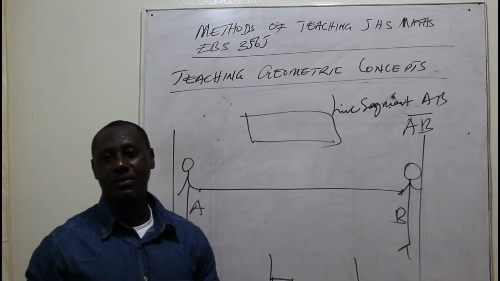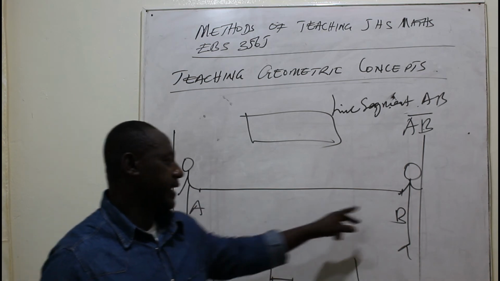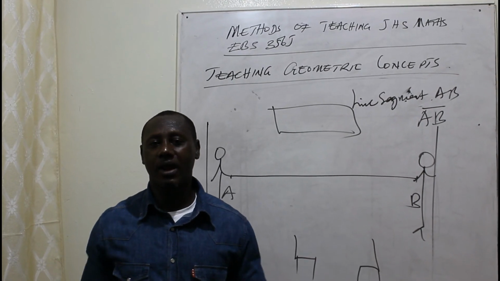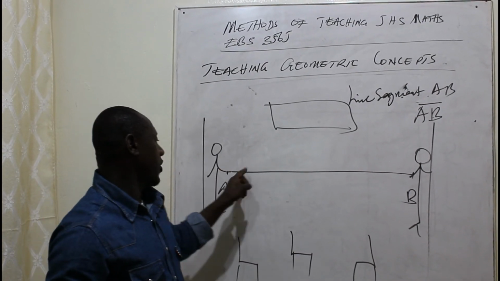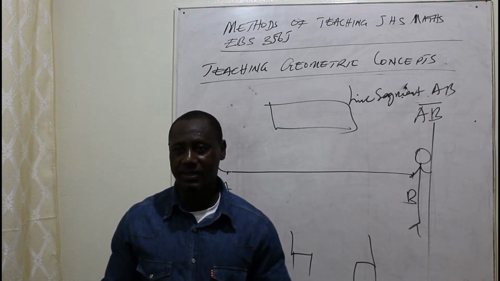And so you can ask them to determine the number of points that can be located in a particular line segment. And they will notice that there will be an uncountable number of points. How do you count the points? Uncountable number of points that can be located in a line segment.